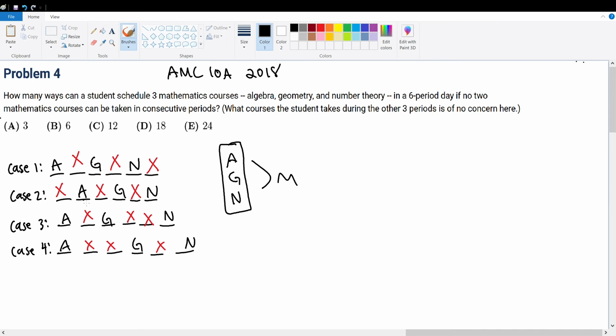And likewise, we can alternate the X and the math courses to get XM, XM, XM. But then we must also consider if they're not always consecutively close to each other. What if one class is 2 periods away from the other 2 classes? This is outlined by case 3 and case 4. This shows us that the last 2 classes are 2 blocks away from each other, or the first 2 are 2 courses away from each other.